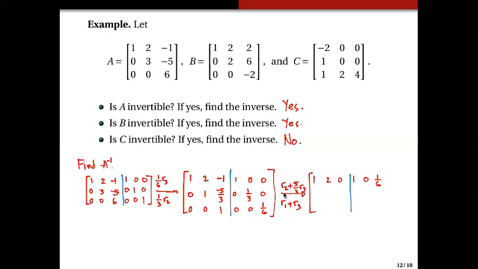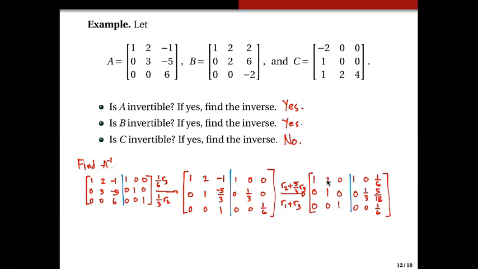Next, for the second row, we have row 2 plus 5 thirds row 3, so 0 plus 0, that is 0 in here. 1 plus 0, that's still 1. Here you got negative 5 thirds plus 5 thirds, so this becomes 0. And then 0 plus 0, that's 0. 1 third plus 0, that's 1 third. And then 0 plus 5 thirds times 1 over 6, this becomes 5 over 18. And finally, the third row, we just copy it: 0, 0, 1, 0, 0, 1 over 6.